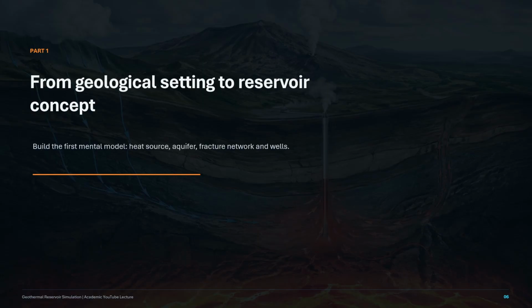Before we write equations or run a simulator, we need a mental model of the subsurface. Where's the heat? Where's the water? Which fractures are connected? Where are the safe locations for injection and production wells? A numerical model without a strong conceptual model can look sophisticated, but it may still be wrong. So in this part, we build the geological and reservoir picture first. This is the foundation for everything that follows in geothermal reservoir simulation.